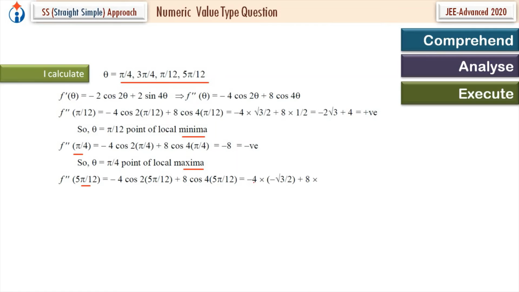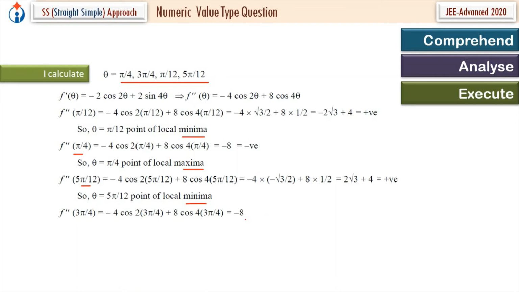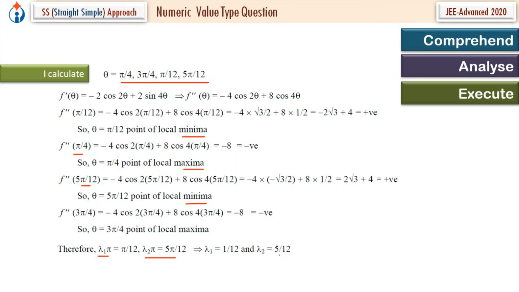5 pi by 12, we have all the values there. It is positive, so point of local minima. At 3 pi by 4, minus 8, negative, so point of local maxima. Therefore, lambda 1 pi is equal to this, lambda 2 pi is equal to this. There are two points of local minima, and the values are lambda 1 pi, lambda 2 pi given in the question. So lambda 1 is equal to 1 by 12, and lambda 2 is equal to 5 by 12. So lambda 1 plus lambda 2 is equal to half. I get my answer, 0.5.